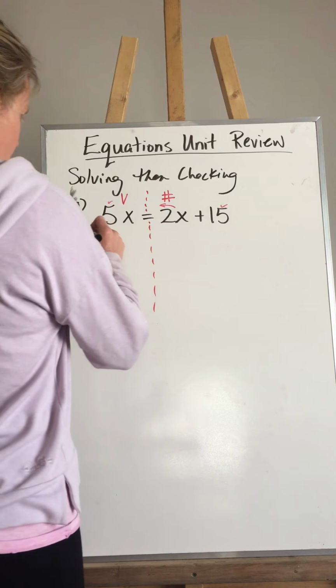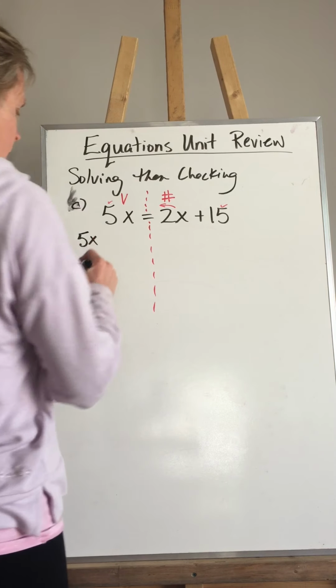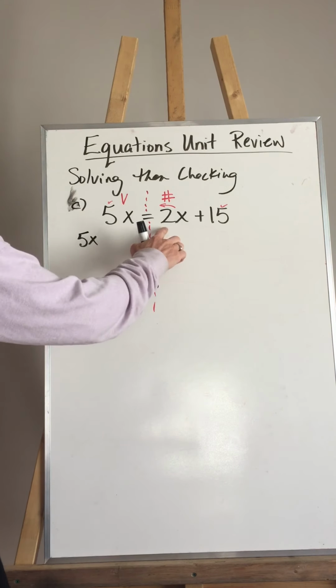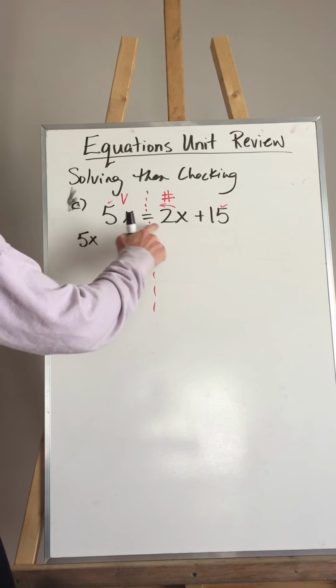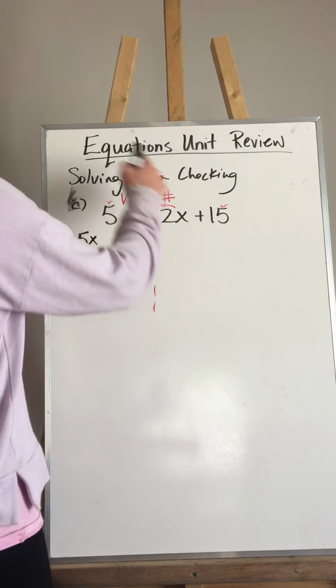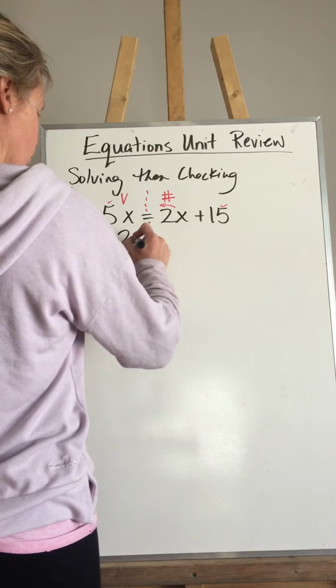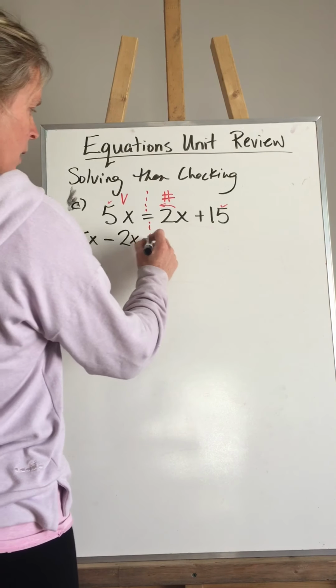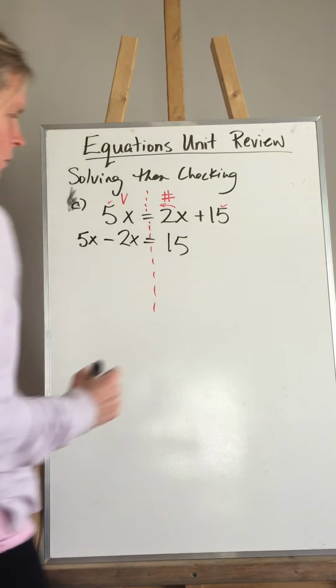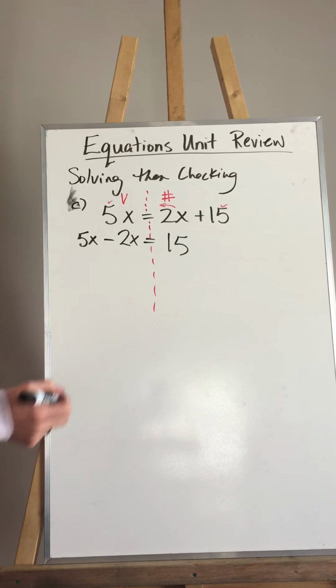So on the left-hand side, I'm going to write the 5x down first because it's staying. The 2x is moving over. Because it's positive on this side, it's going to be negative when it moves over. So minus 2x, and the 15 stays. So that's what I have on my number side.